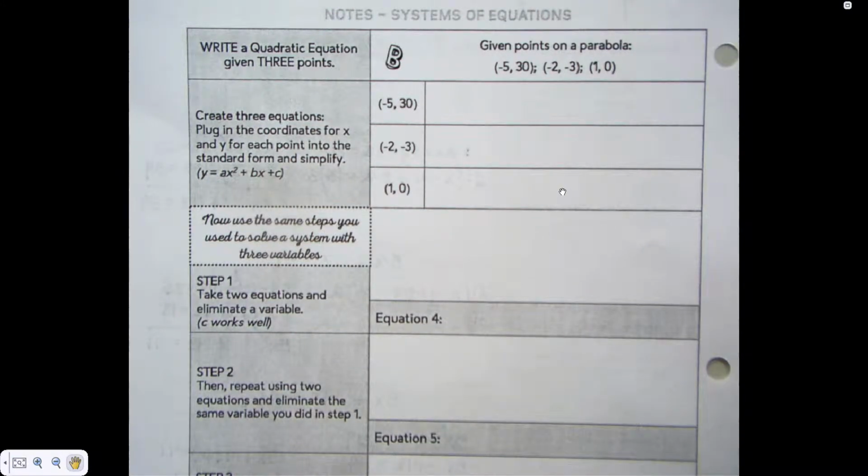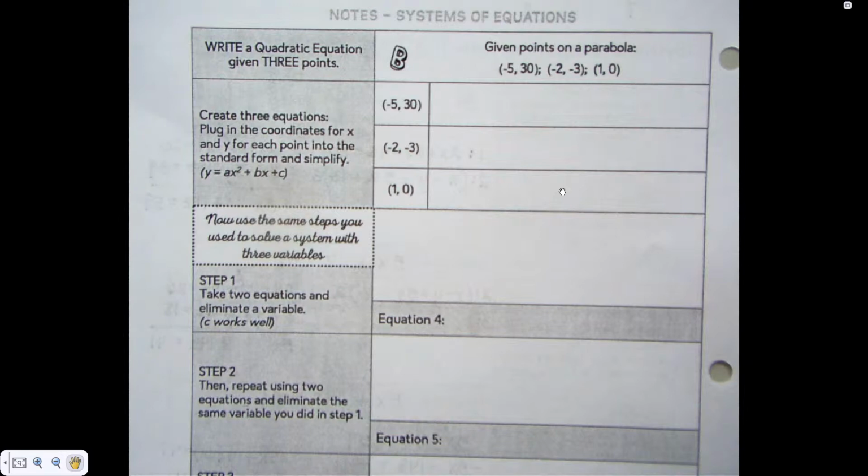All right, welcome back. This is the back side of your notes for solving three variable systems. This one is considered an application question. So here they've given us 3 points and they've told us that these points are supposed to exist on a parabola. And the question is, can you come up with and write a quadratic equation that would go through these 3 coordinates? The trick is that you're going to solve a 3-variable system.